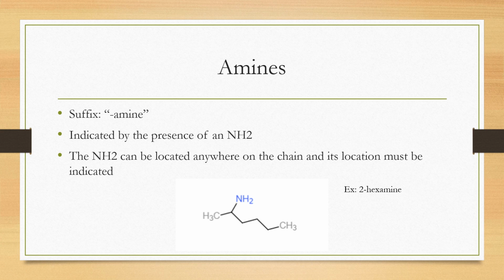Amines also have the NH2 group, but they lack the C double bond O. You may encounter aminos used only as side chains and not as their own functional group. Using that convention, the example shown would be 2-aminohexane.